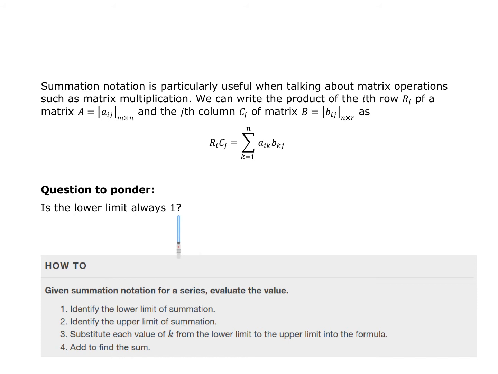Is the lower limit always 1? No, it could be 0. It could be 5, but it's not going to be a negative number, and it is not going to be a fraction.